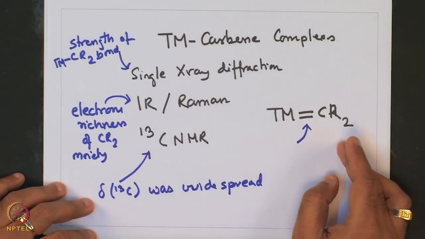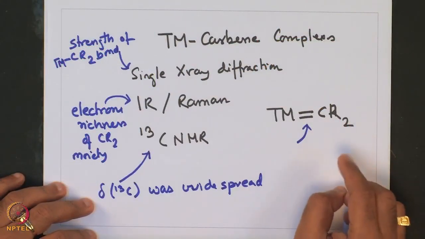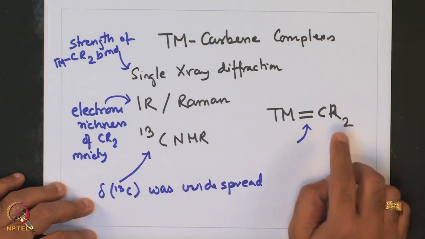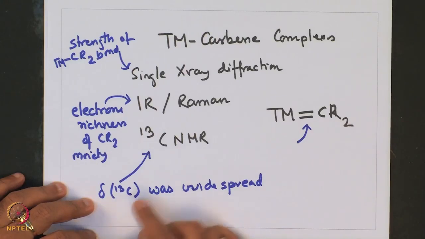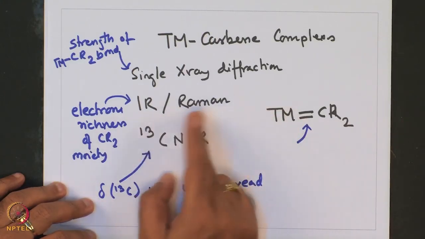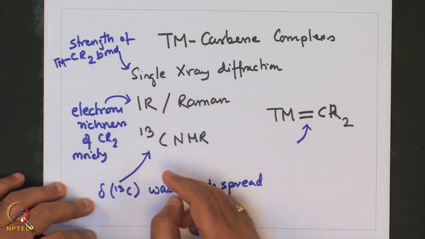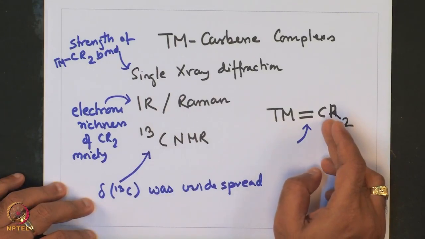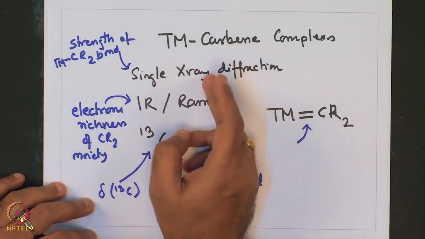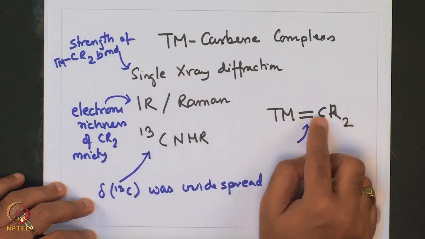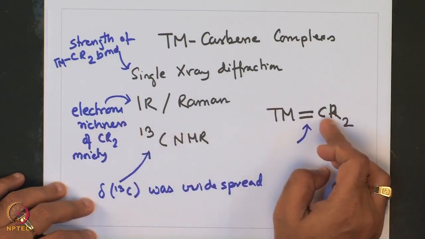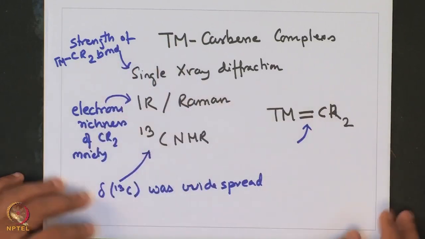So of these three, even though the carbon-13 NMR could characterize these moieties, it did not provide any insight into what kind of reactivity these carbene moieties would exhibit depending on the chemical shift. Whereas IR or Raman studies clearly gave a method for quantification of the electron richness of the carbene center, as well as X-ray diffraction study, by looking at the metal carbene bond length, were also able to give insight as to the strength of this metal carbene bond, with the multiple bond nature of this metal carbon bond leading to its greater strength.